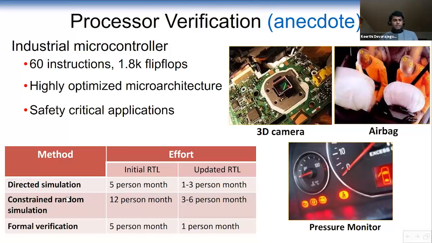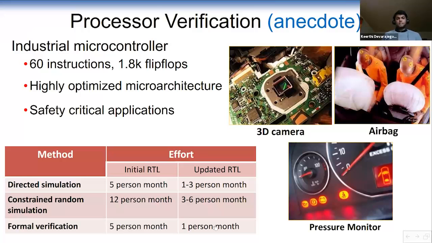And the main method for the verification of this controller was constrained random simulation. In the beginning, for the initial RTL, it took around 12 person-months. And for the updated RTL, depending on the amount of changes, it required around 3 to 6 person-months of effort. We also did formal verification with 100% code coverage and 100% functional coverage. For the initial version, it required 5 person-months, and for the updated version, around 1 person-month of effort.